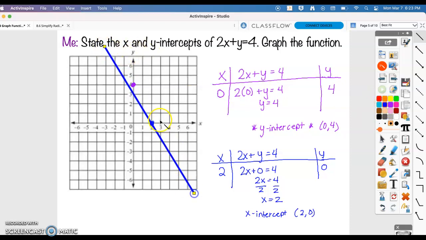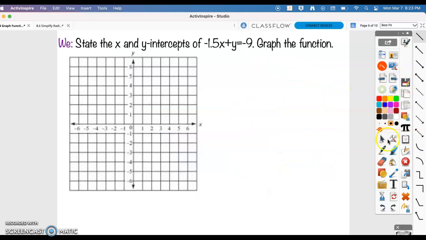Oh, that wasn't a good one. And that's another strategy I can use to graph when my equation looks like this, because slope-intercept is the easiest. But if it's not written in the right form, we can't use it. Okay, let's do it again.